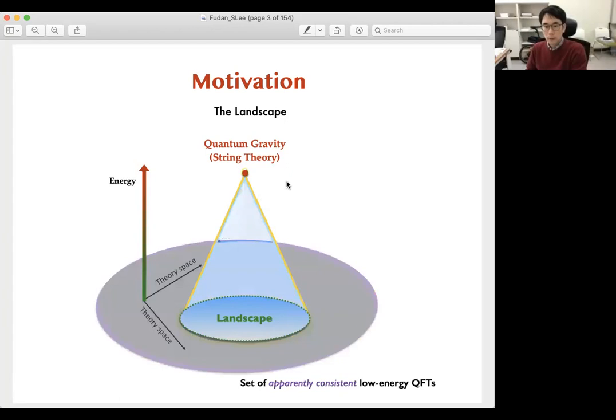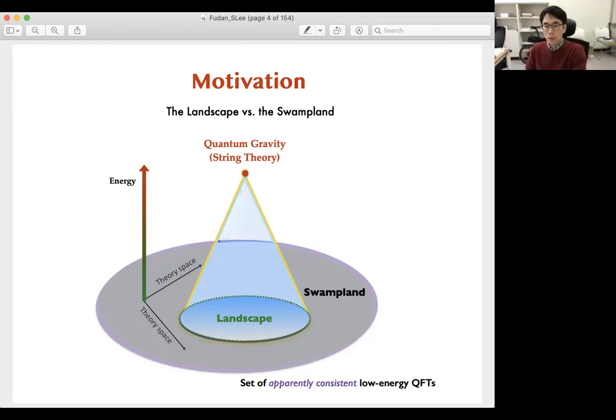However, as it turns out, there are many apparently consistent low energy quantum field theories that cannot be completed into quantum gravity. And the set of such incomplete theories is called the Swampland. So within the space of all apparently consistent theories, there are theories in the landscape which can complete into string theory and those in the swampland which cannot. This is a very sharp subdivision of the theory space, but it won't be too useful unless we can come up with some practical criteria by which theories in the landscape can be distinguished from those in the swampland.